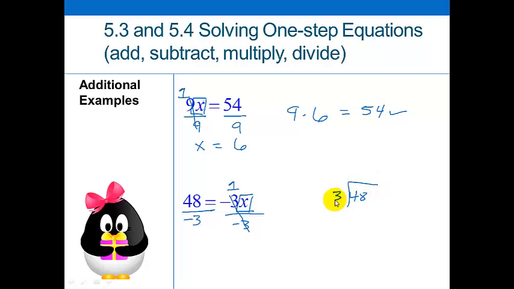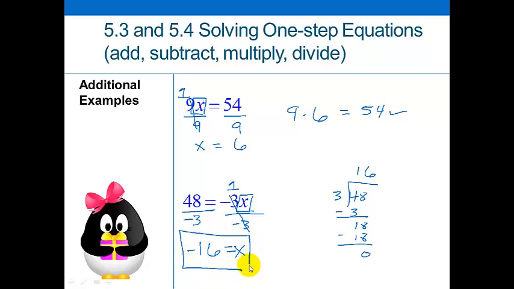48 divided by 3. 3 goes into 4 one time, and then you get 3, 1, bring down the 8, gives me 6, 18, 0. So it's terminating. So x is going to equal, now remember, a positive divided by a negative is going to give me a -16. Okay, so again, you got to be careful. You're in 7th grade now, so you get your little negatives.